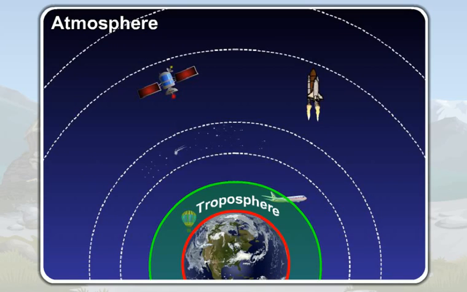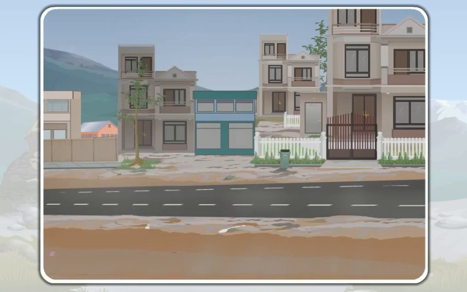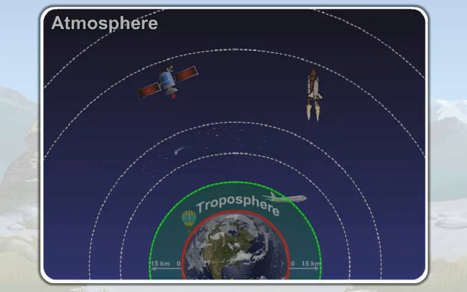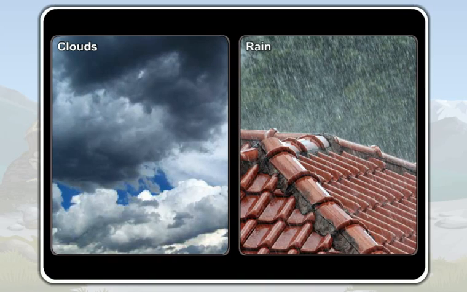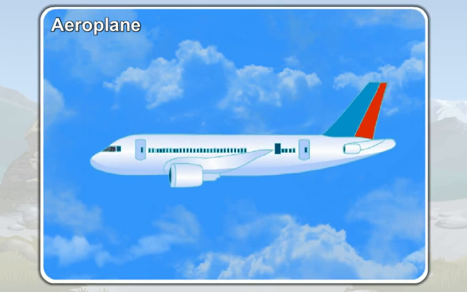As most of the air and other particles like dust and water vapor mix in this layer, it is called the troposphere. The troposphere extends up to about 15 kilometers from the Earth's surface. Most weather conditions like clouds and rain occur in this region. Pilots fly aeroplanes in this region.